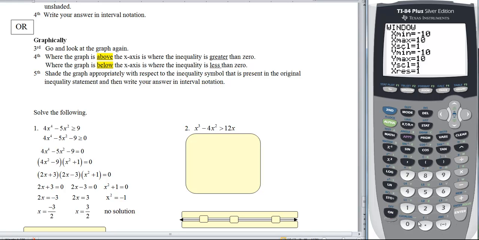I'll go to negative 15. Let's see what it looks like. So you see it only hits twice. So if we went and found our zeros, second trace for the calc menu, number 2, I'm going to put in negative 3 and 0. And I don't guess. There's my negative 1.5, which corresponds to my first solution that I got.